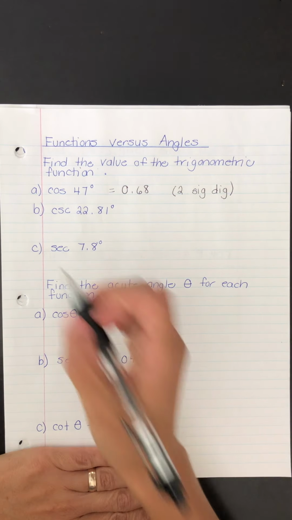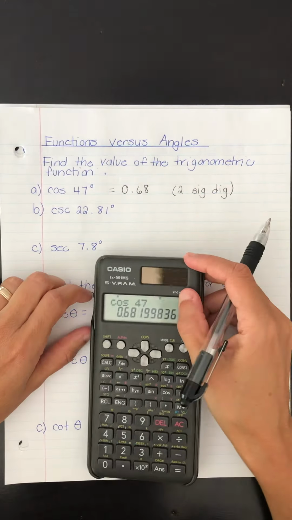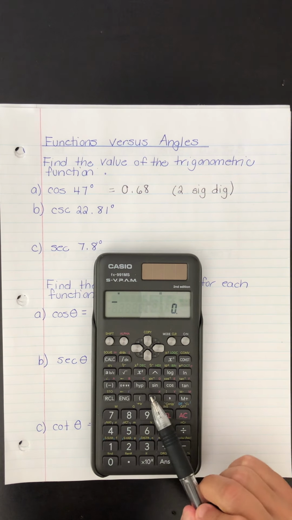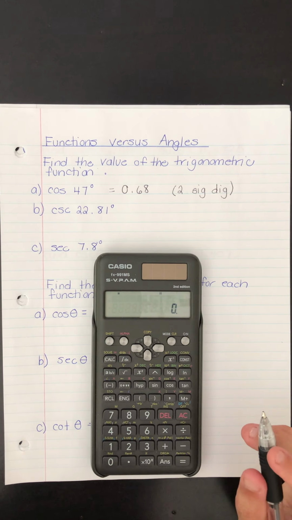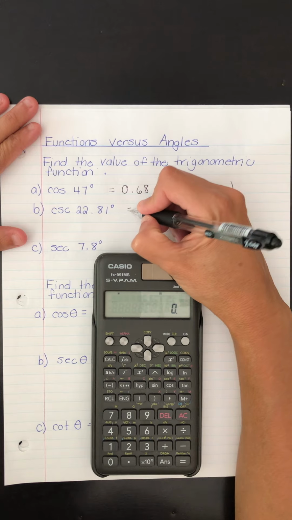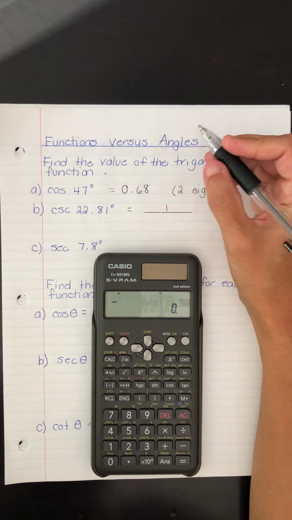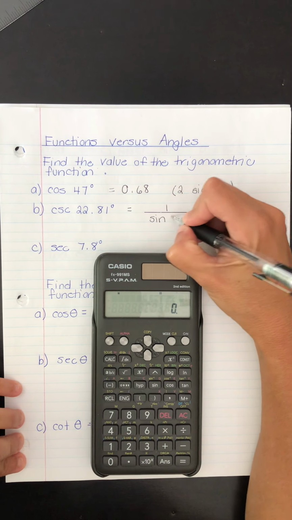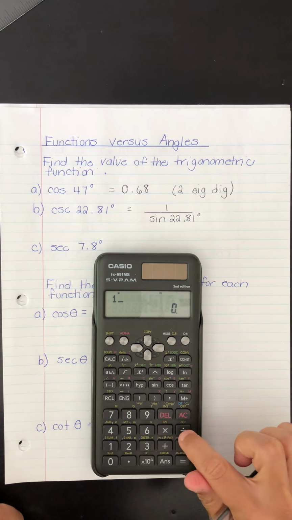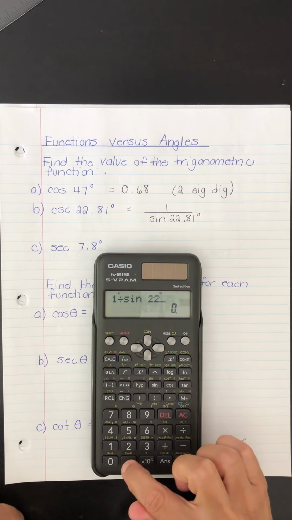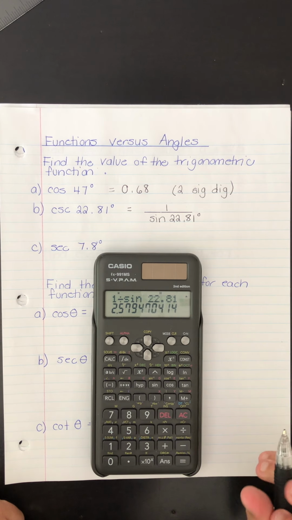Okay, so here's a second example, cosecant of 22.81 degrees. Now, the obstacle, of course, is that cosecant is not on the calculator since it's a reciprocal function. But since it's equal to 1 over sine, we know that we want to figure out 1 divided by the sine of 22.81 degrees. Okay, so 1 divided by the sine of 22.81 equals, and this is our answer here.